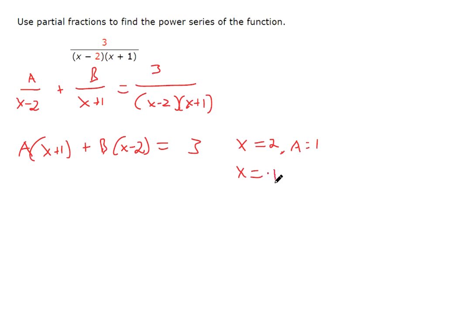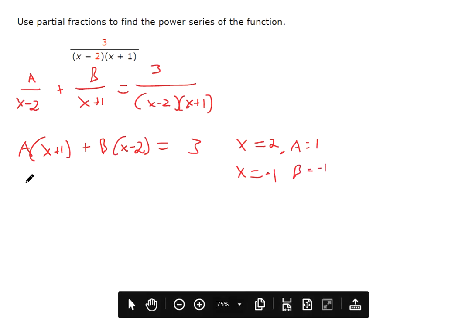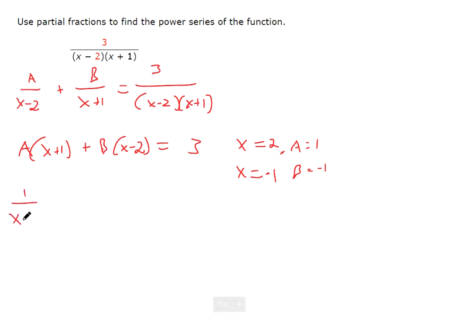And then if you do the same thing to make the first term turn into 0, if you plug in x equals -1, then you get -3 times B equals 3, so that means B has to be -1. So we've got our fraction decomposition. It's 1 over x minus 2 plus -1 over x plus 1.